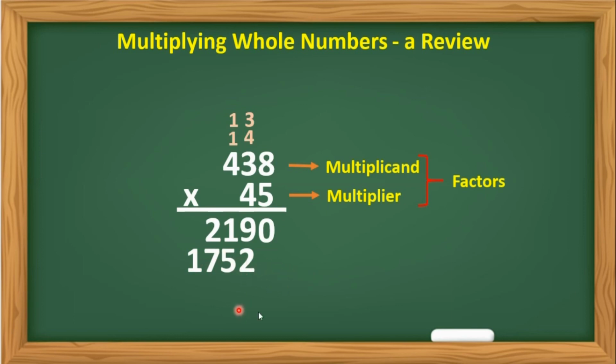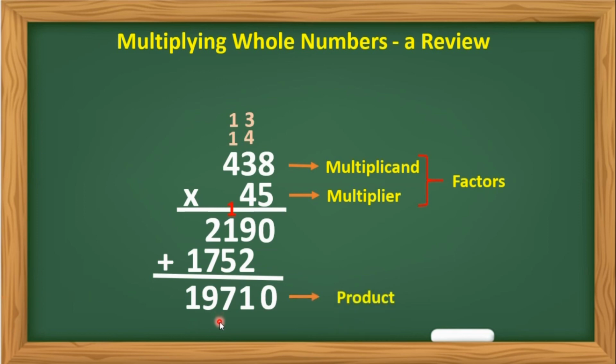Ano nga gawin natin so that we can get the final product? We have to add these partial products. So 2,190 plus 1,752. Bring down 0. Then 9 plus 2 is 11. Bring down 1. Carry 1. And then 1 plus 1 is 2, plus 5 is 7. Then 2 plus 7 is 9. Then bring down 1. So our answer is 19,710. This is what we call a product. I know na ito ay review na lang sa inyo. So ginawa pa rin natin ito para ma-refresh at para alam ninyo kung ano talaga ang tamang process ng multiplication.